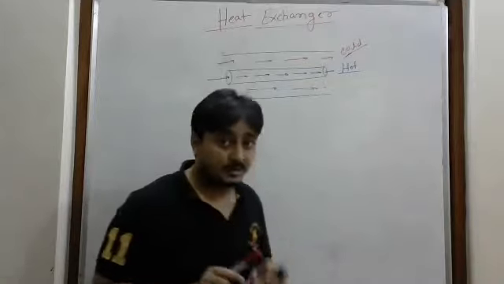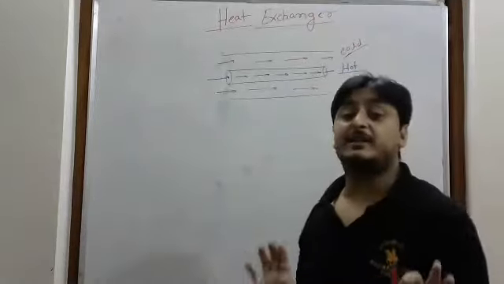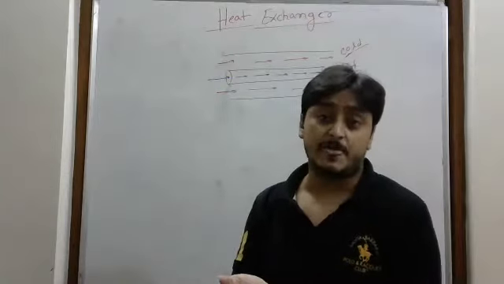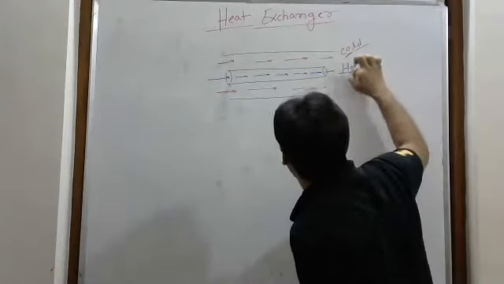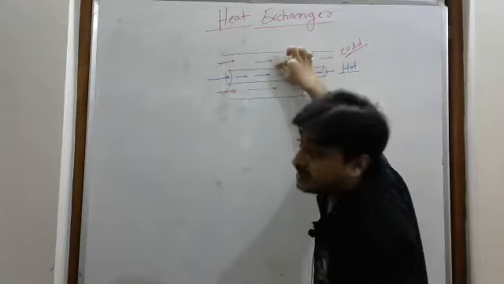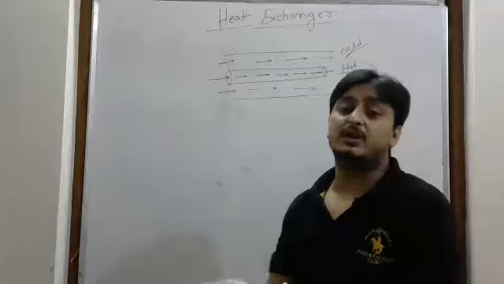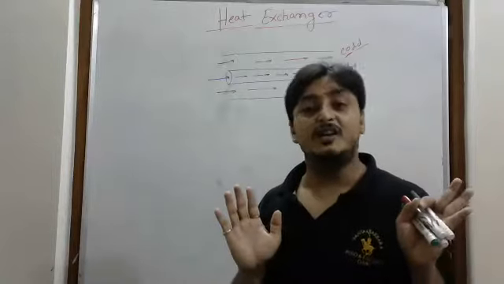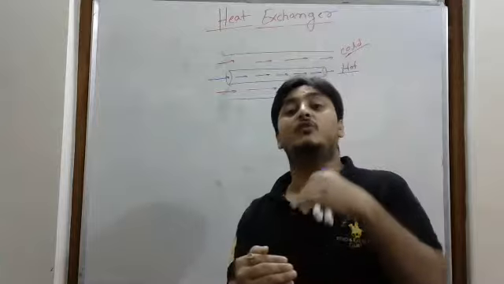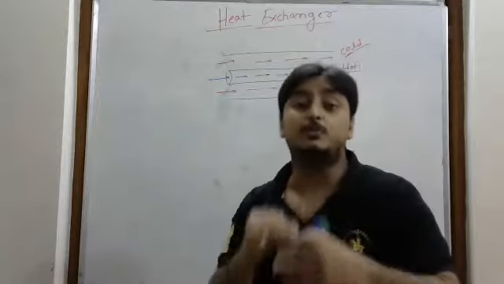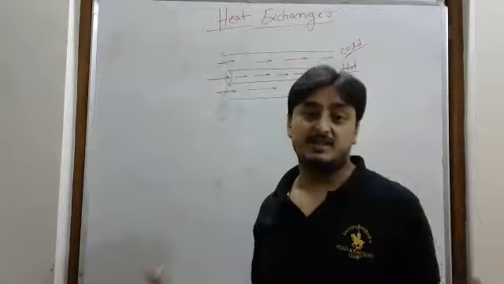So what will happen? Due to interaction between these, it can be a direct interaction also. But what is happening? This hot fluid will lose heat, and the cold fluid will gain it. That is what happens. The heat exchanger equipment is used for that only: to exchange heat from one place to another, or one medium to another, by this device. That device is known as a heat exchanger.